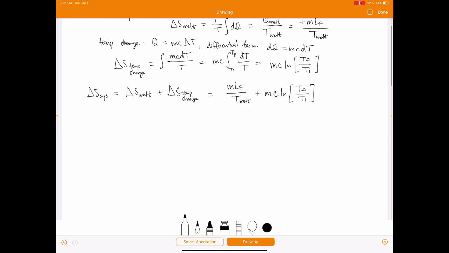Okay, so before we make any calculations, we need to get all our temperatures in Kelvin. So temps must be in Kelvin.